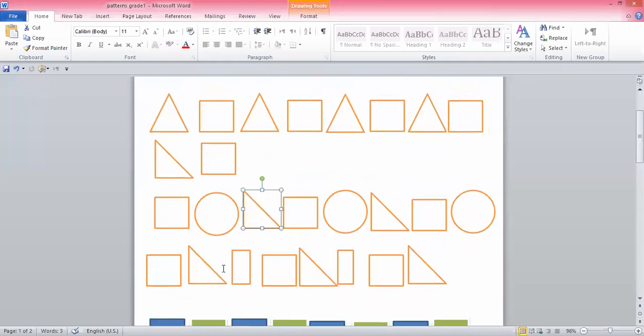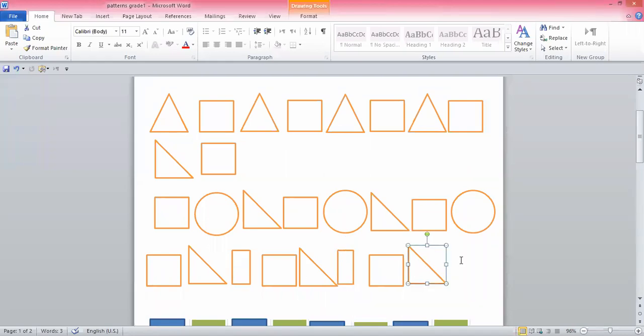Look at this pattern. This is a square, triangle, rectangle, square, triangle, rectangle. So this pattern is made up of three shapes, square, triangle and rectangle. So you will say, sir, I know the pattern. I have identified the pattern. This is square, triangle and rectangle.